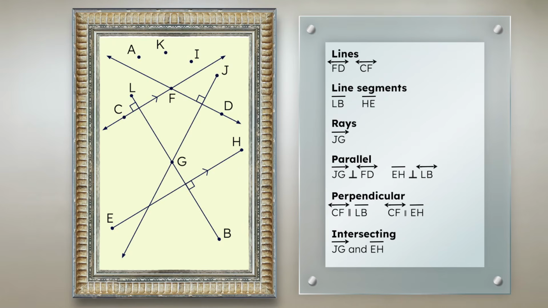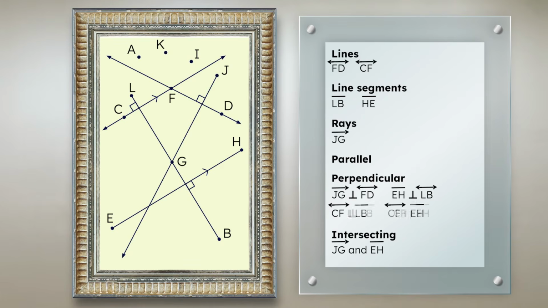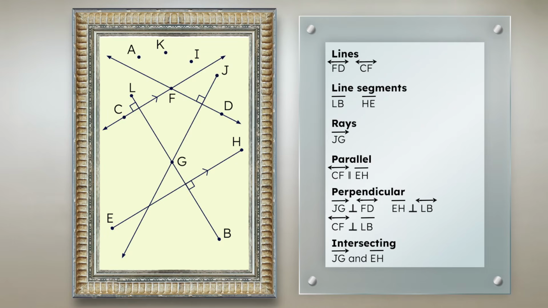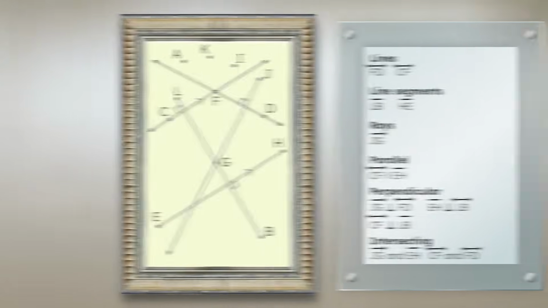Ray JG and line FD and line segment EH and line segment LB belong in the perpendicular category, not parallel. Line CF and line segment LB are perpendicular, so the symbol should be changed. Line CF and line segment EH are parallel, but listed in the wrong section. And line CF and line FD should be added to the intersecting lines list. Nice job spotting the mix-ups and getting the plaque ready for display.